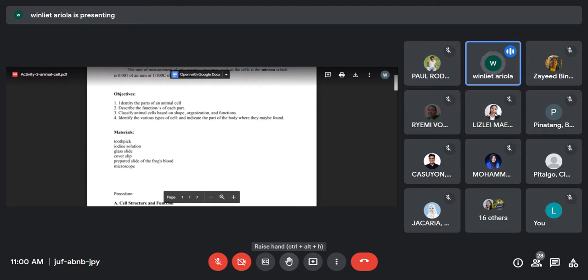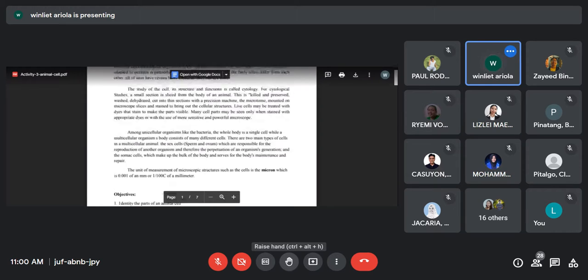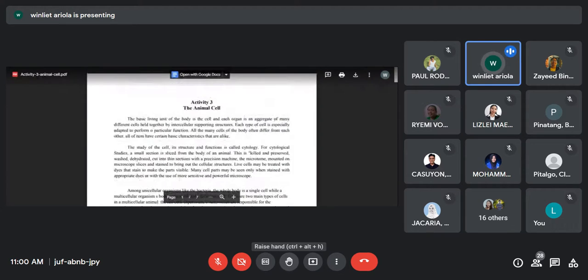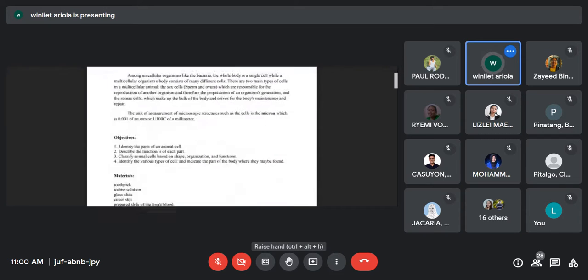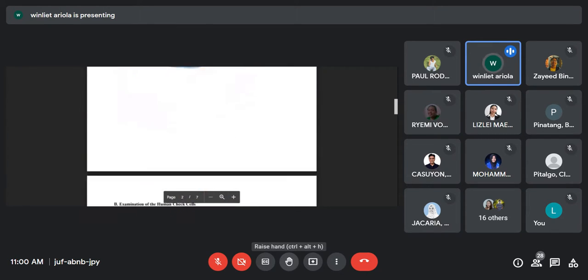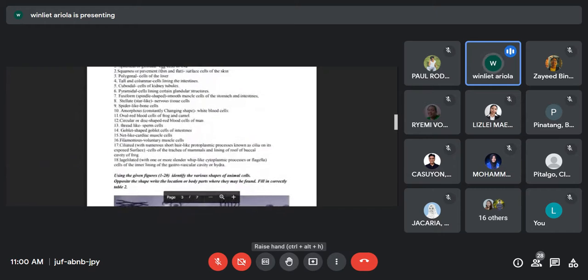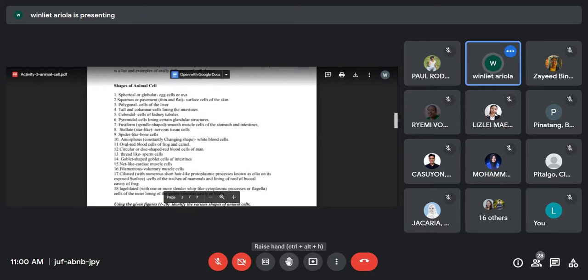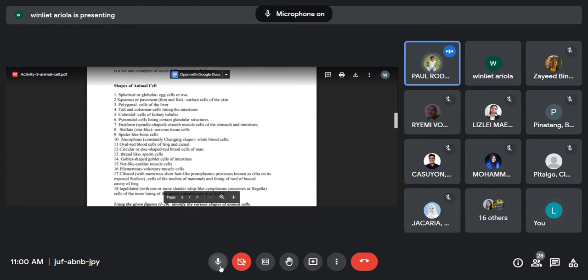So in this activity, again, for activity number 3, just understand what is a cell, what are the basic parts and functions, and the shapes. Kung saan sila located sa body natin. Shapes of animal cell and then kung saan sila located. Okay? Proceed na tayo po with activity number 4. Yes po, ma'am.